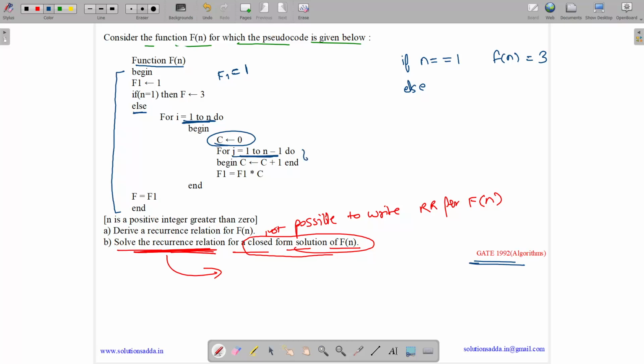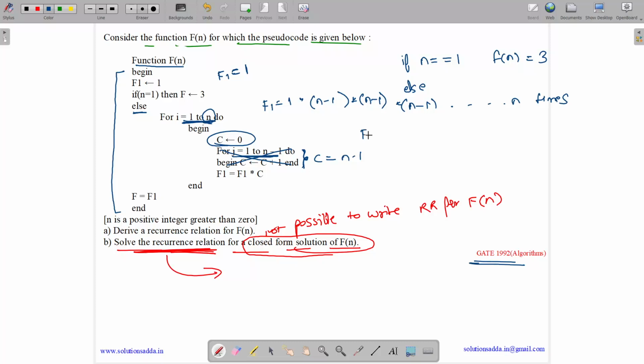See this loop. In this loop, we are taking j from 1 to n minus 1 and incrementing c. So at the end of this loop, every time c will have a value n minus 1. So we can replace this entire code by c equals n minus 1. And after this, what we are doing? We are just multiplying f1 by c. So in one iteration, we have a value of f1 as 1, and we are multiplying it by c, which is n minus 1. Then the next iteration, again we calculate c to be n minus 1, and again multiply it with f1. So this gets multiplied with n minus 1. How many times? n times, as this loop is running n times.